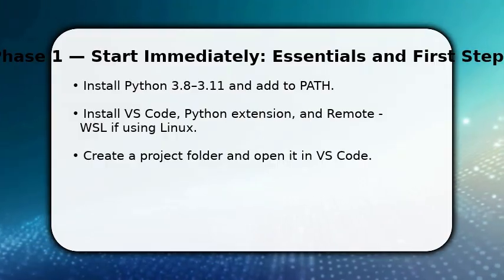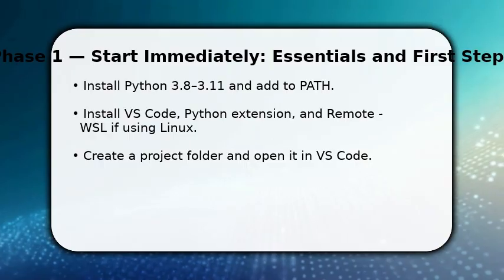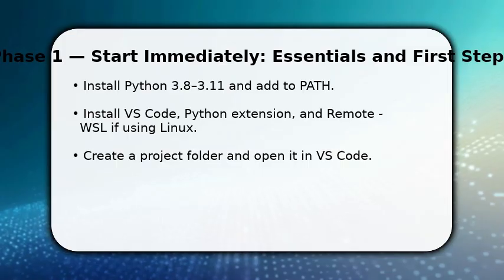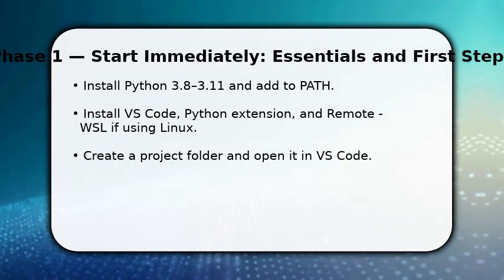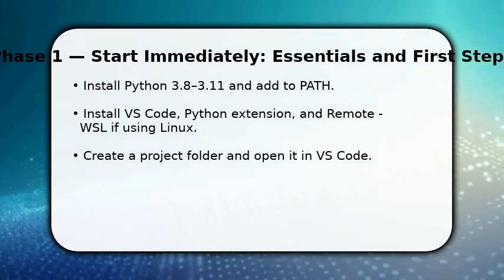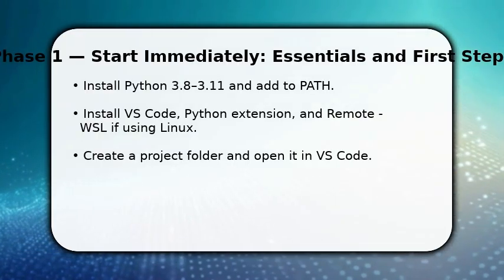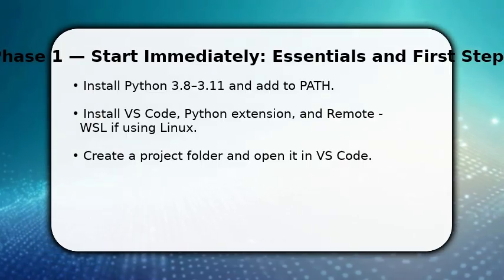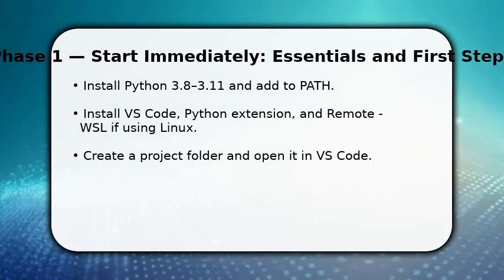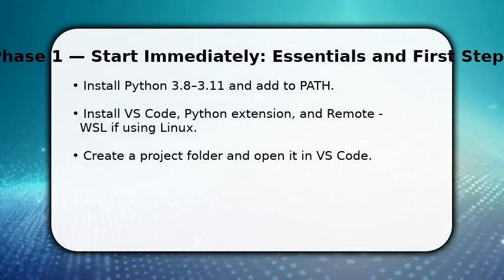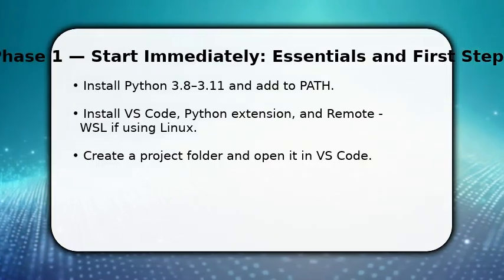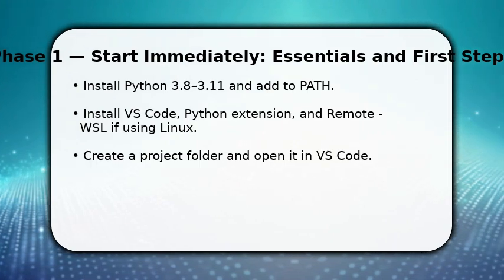You will begin by preparing your environment. Install Python 3.8 through 3.11, and add it to PATH so VS Code recognizes it. Once done, install Visual Studio Code and the official Python extension, and add Remote WSL if you plan to use the Windows Subsystem for Linux. Make sure you create and open a dedicated project folder in VS Code. This keeps dependencies isolated and lets you initialize a virtual environment immediately.